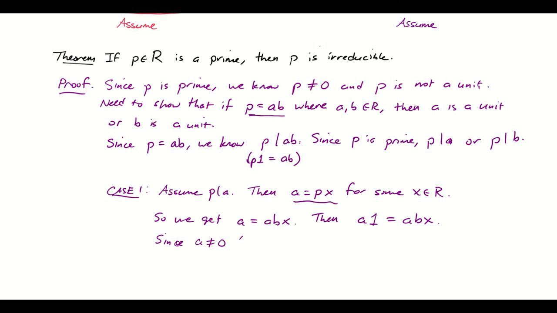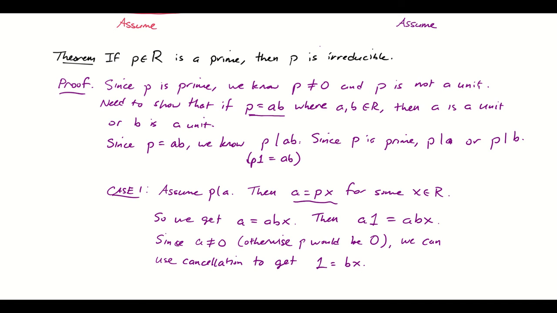Well, why is A non-zero? Otherwise, P itself would have been 0, because P is a product of A and something else. So A has got to be non-zero. So since A is non-zero, and we're in an integral domain, we can use multiplicative cancellation to get that 1 equals Bx. And so now we know x is the multiplicative inverse of B, therefore B is a unit.